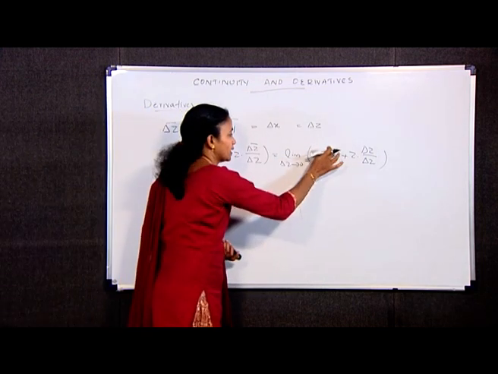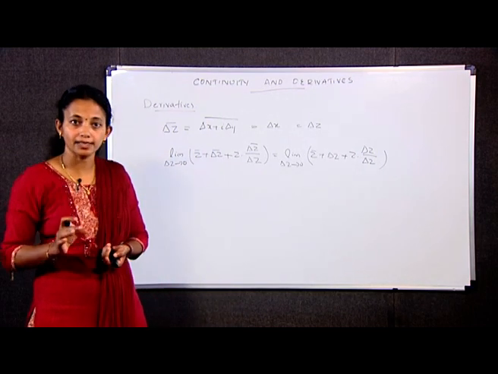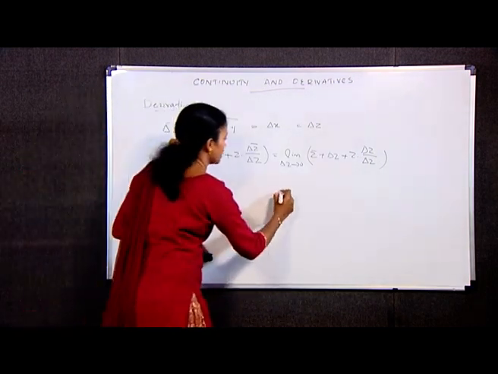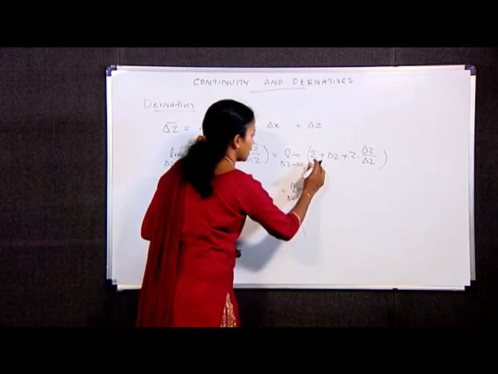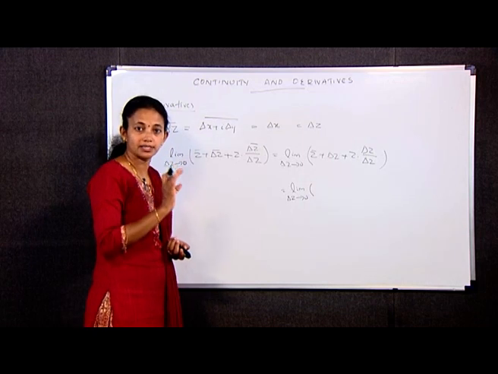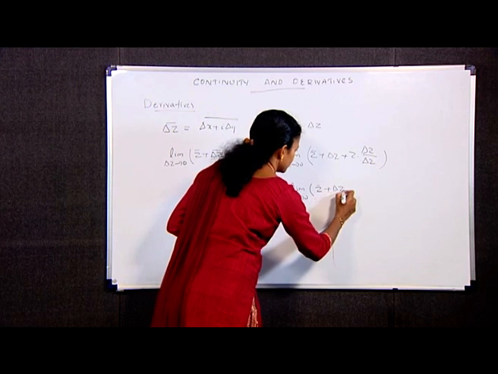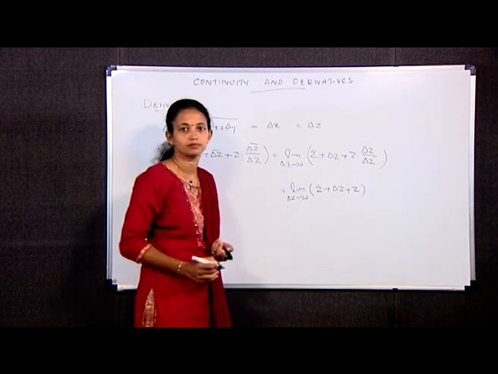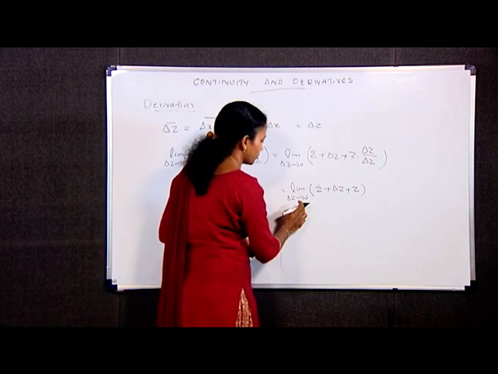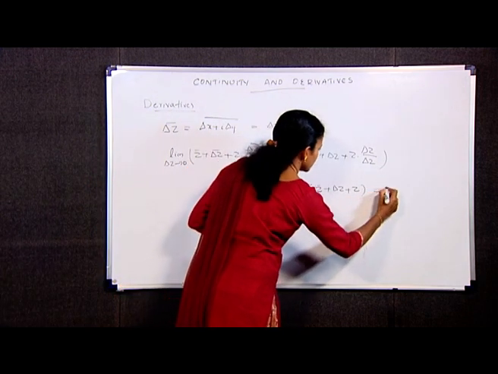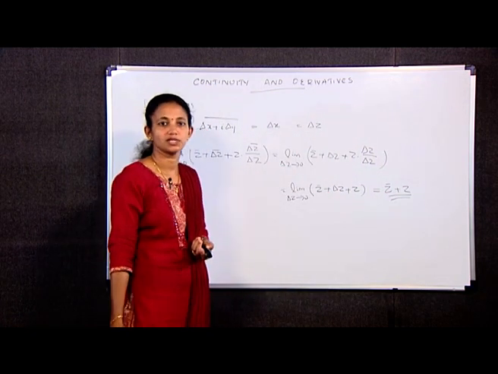So here we have only delta z, which is equal to limit delta z tending to 0 of z bar plus delta z plus z. That is, which is equal to z bar plus z as delta z approaches 0. This is equation number 2.